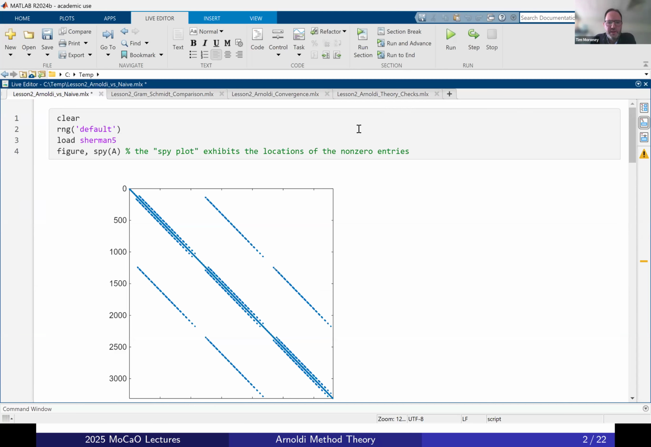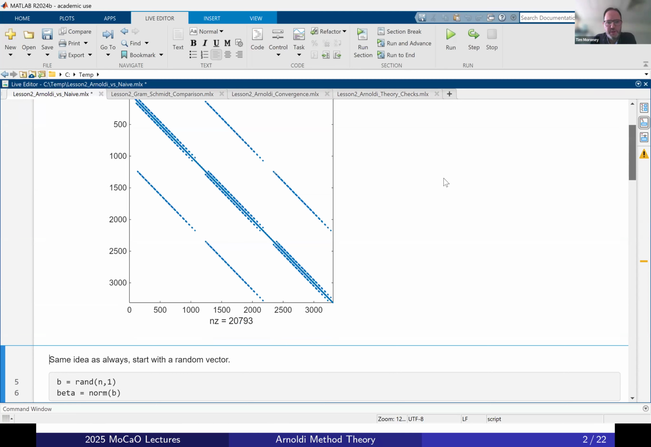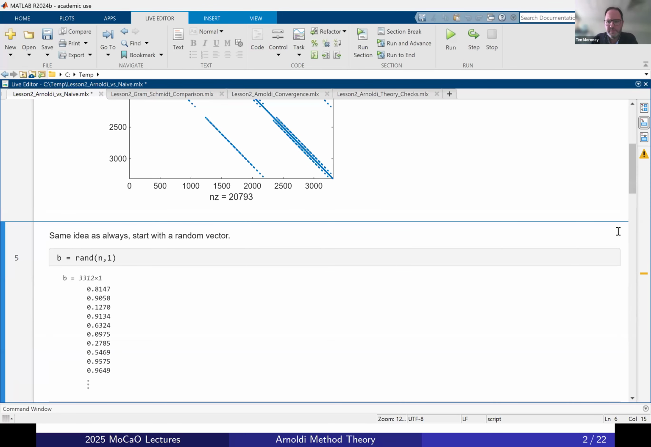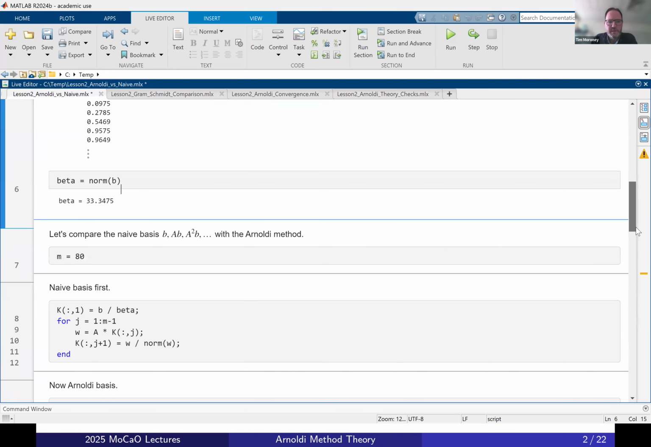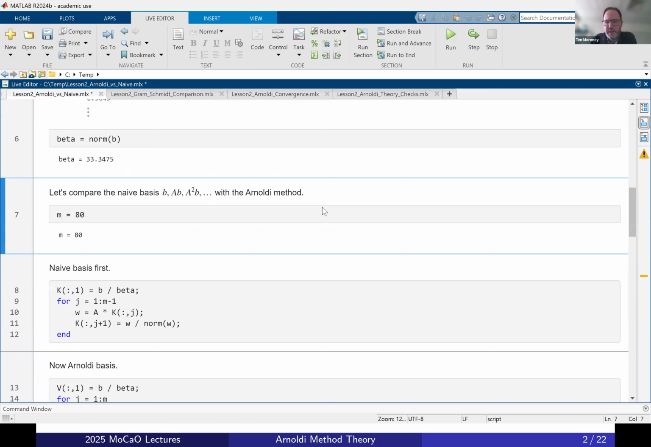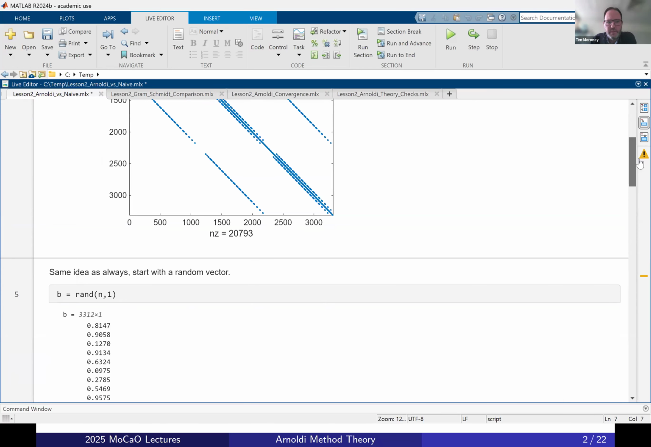To illustrate the breakdown in that, I'm going to use a much bigger matrix as an example. This is a proper sparse matrix from a real application with a certain structure and so on. We're going to start with a random vector, as we always do, and let's take it out to m equals 80. The dimension of this matrix is in the thousands, so 80 is not so big.